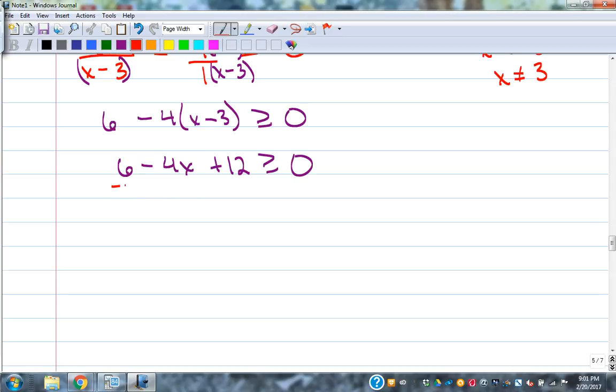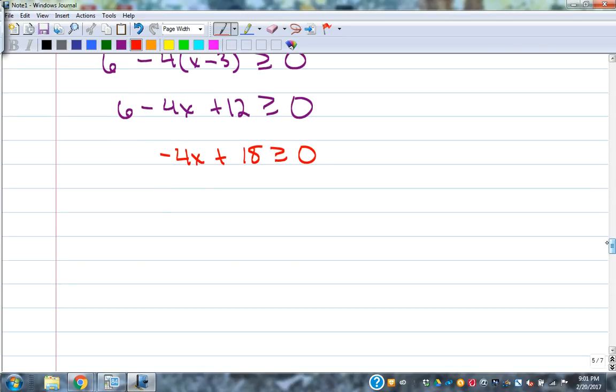So if I put the like terms together, I got negative 4x plus 18 is greater than or equal to 0. And then I'm going to get x by itself. So minus 18. Negative 4x is greater than or equal to negative 18. And then I want to divide by negative 4. What happens when you divide by a negative with inequalities? Flip the symbol. So it makes it a less than. And then 18 over 4 reduces to 9 over 2.